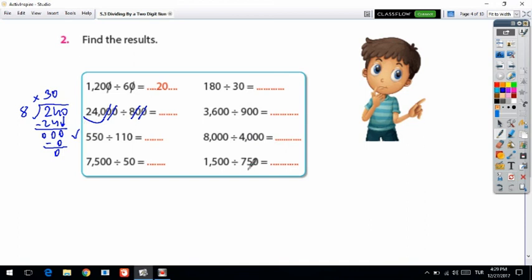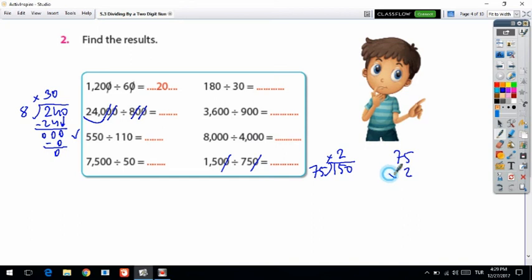Maybe this will be better for you. How many zeros, how many of the same number of zeros do you have? 1 zero, right? 1 zero. 150 and 75. Can we? Yes. Okay, now let's write 150 by 75. How many 75s do we have in 150? Maybe 2. 75 times 1 is 75. 75 times 2.